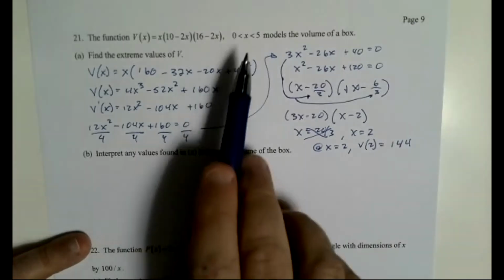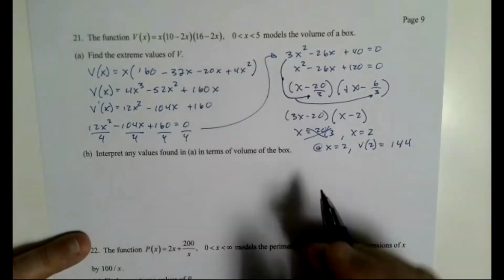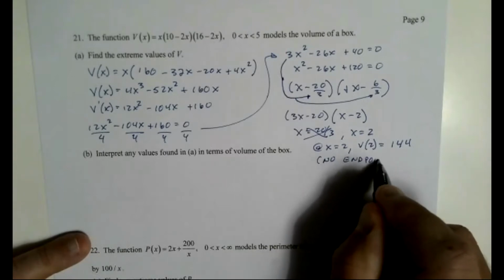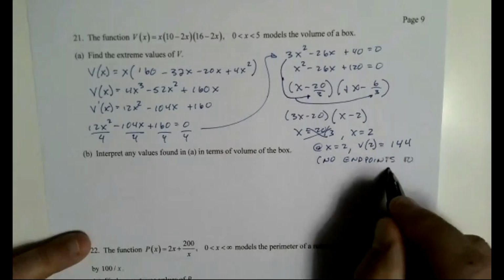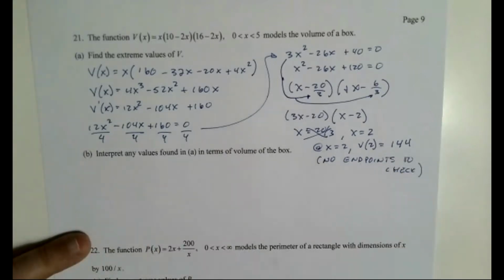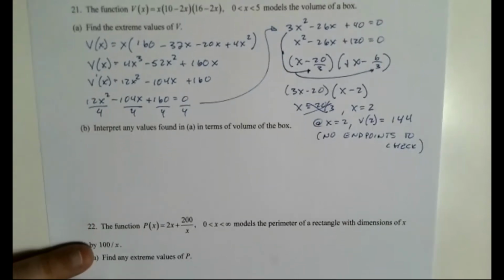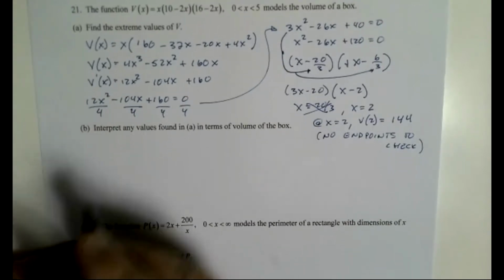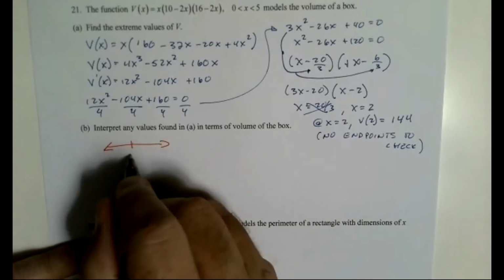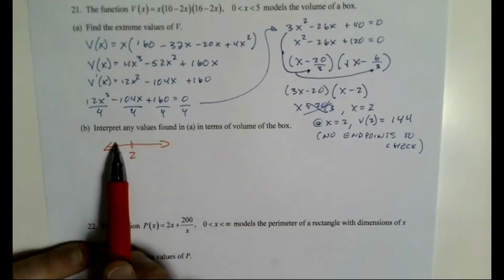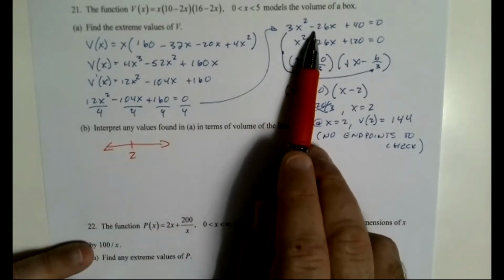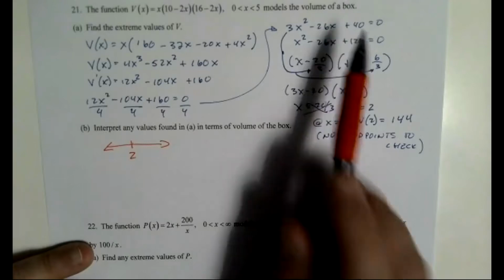All right. There are no endpoints to check because they're not giving us. So different values in terms of volume of the box. So let's find out. I think I sounded way too eager the way I just said that. 2. Plug in 1 to the derivative. This is still the derivative. 3 minus 26 plus 40 is a positive number.